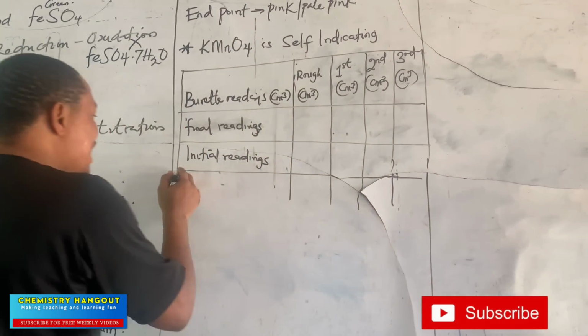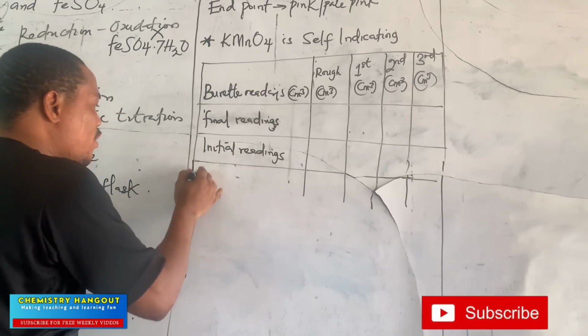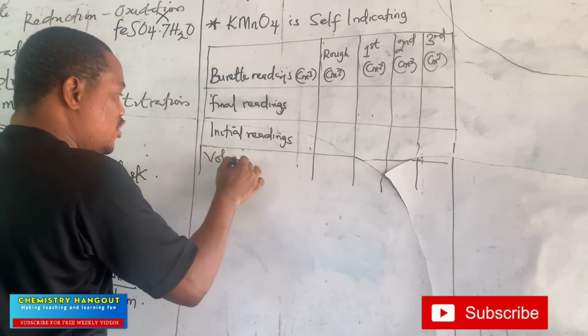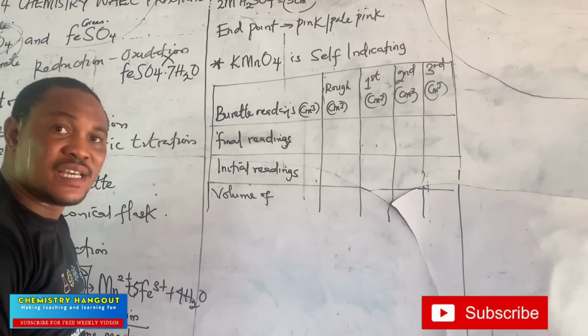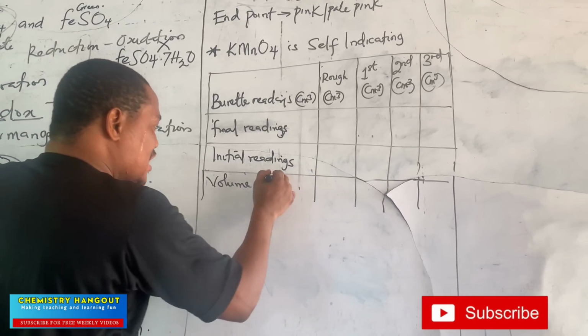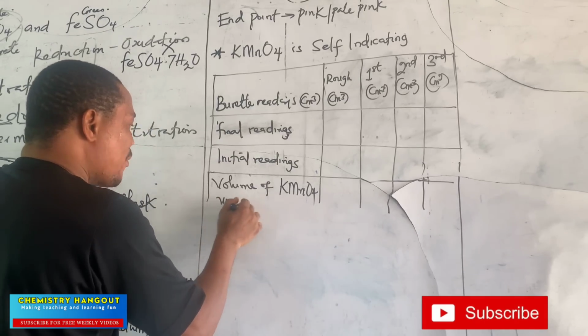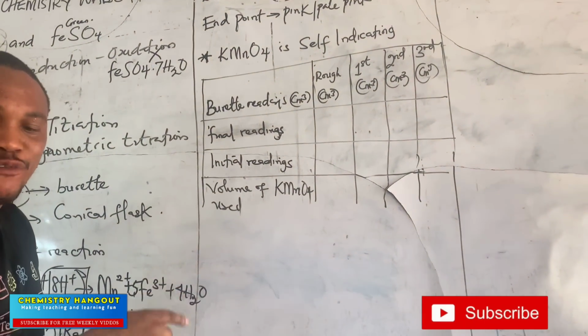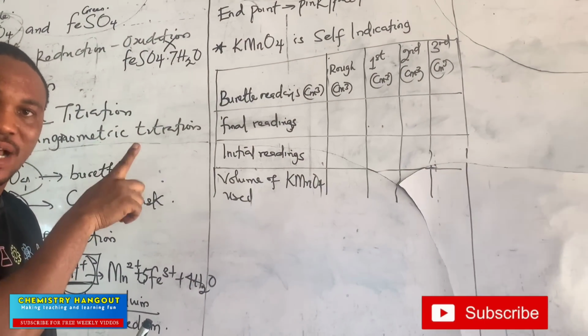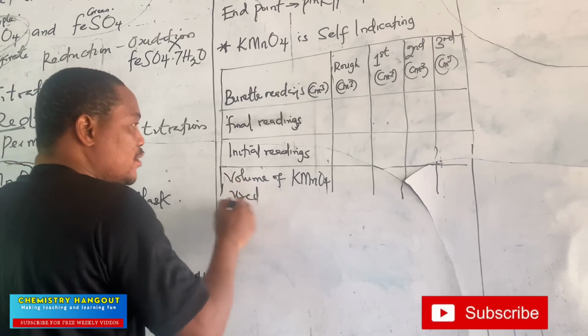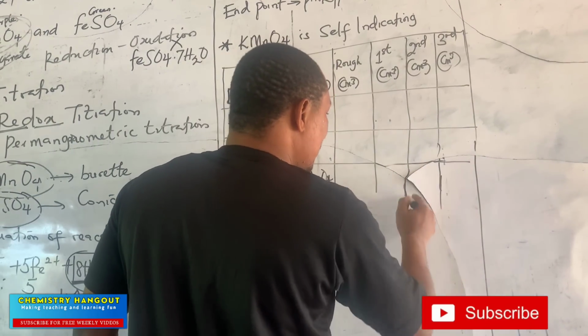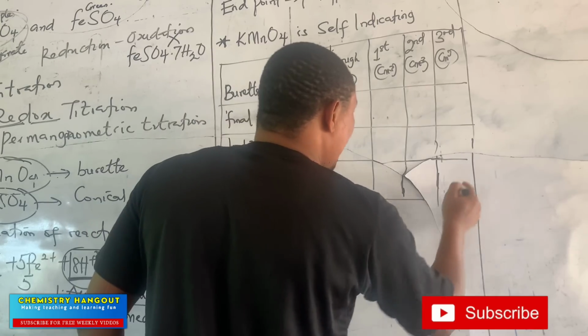And don't forget, here now, for acid-base titration, we always write volume of acid used. But here now, we are not using an acid. So what we need to write is volume of KMnO4 used. Why are we writing it like that? Because it is KMnO4 now that will be in the burette. I want to believe that is clear. So from there, we now have this. Then we can now close our table.